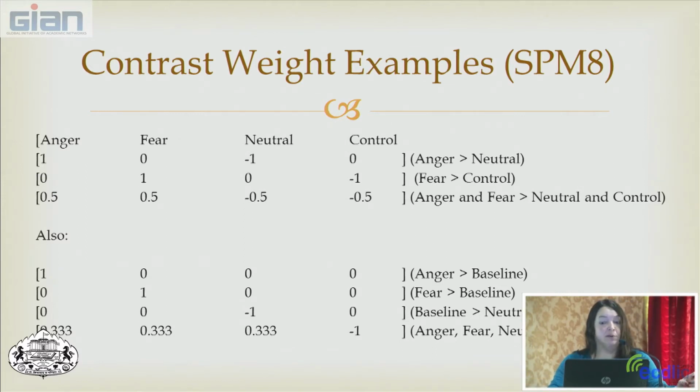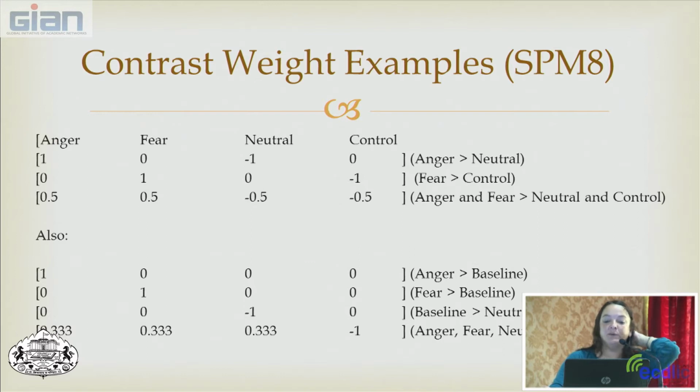Now, say we wanted to combine anger and fear, and say the activation during anger and fear combined is greater than the activation in neutral and control combined. So what we would do in this case is we would give a positive 0.5 to anger and fear and a negative 0.5 to neutral and control. So if you can see the pattern here, these are adding up to 0 when we're contrasting our parameters. So we're giving them weights based on what we think is going to be higher and lower.